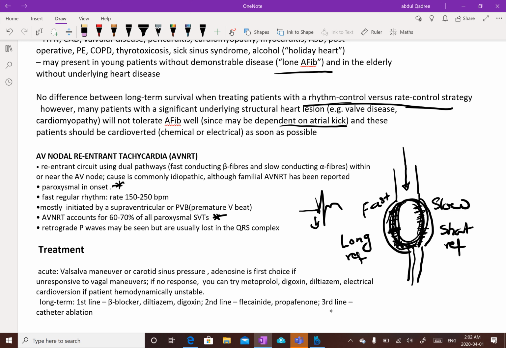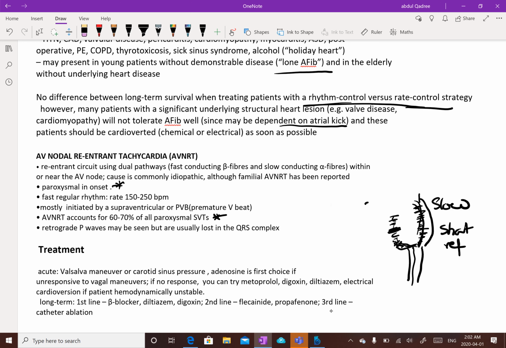This is why I don't have an ECG for this one for you guys, but if you can look it up and figure out how to, it's usually a narrow QRS complex tachycardia, and that's about everything. The rate is 150 to 250 beats per minute, and the P waves are lost.